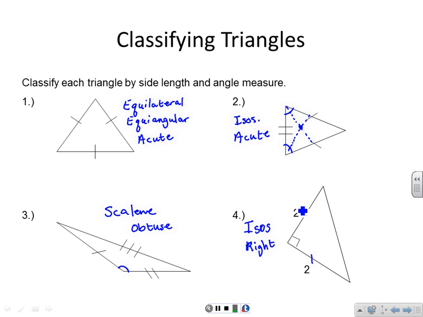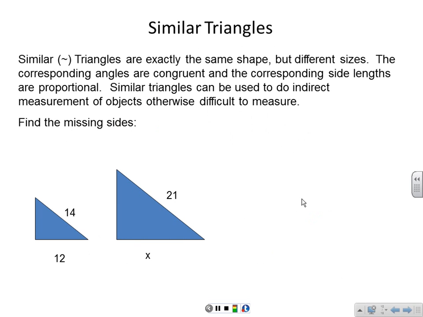Alright, so that's how you classify a triangle according to length and angle. Alright, similar triangles, this is your similarity symbol. Similar triangles are exactly the same shape but different sizes. So the corresponding angles are congruent. If the shapes are turned to where they're in the same position, then your corresponding angles are congruent.